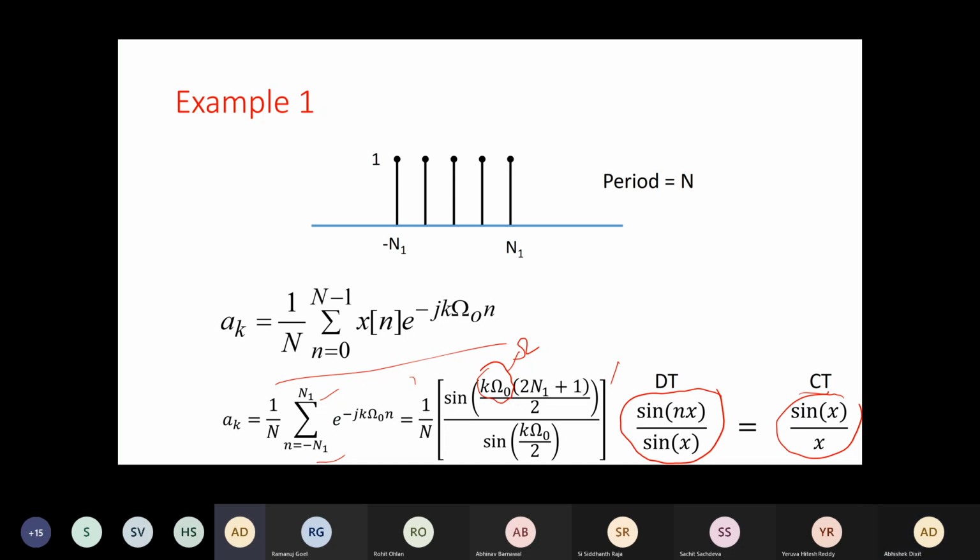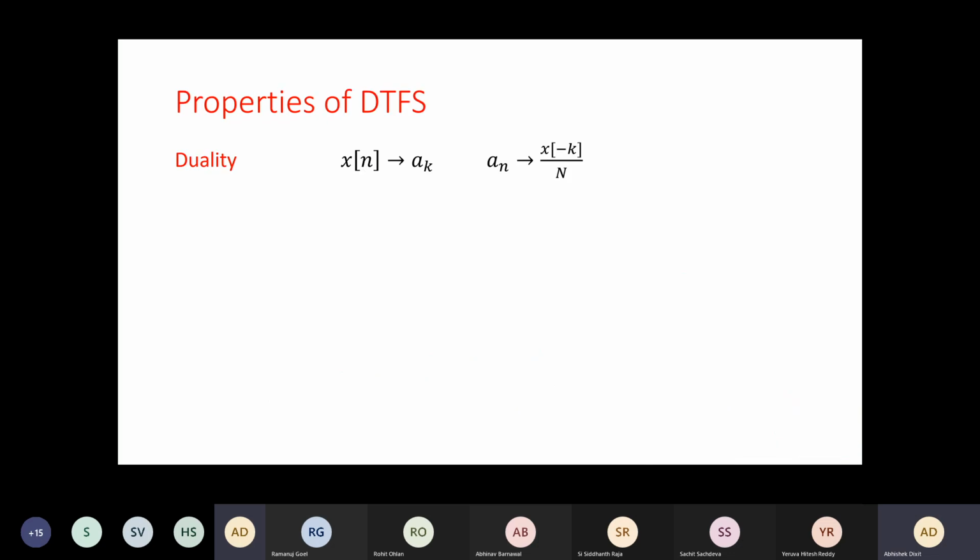In CT, if you take a rectangular pulse, it has a Fourier transform which is sinc. In DT, if you take a rectangular signal, then its Fourier transform is of the form sin nx by sin x. So note this important point down, and we will use this fact later. Okay, so that was the only example. Then there are certain properties of DTFS which you should know.